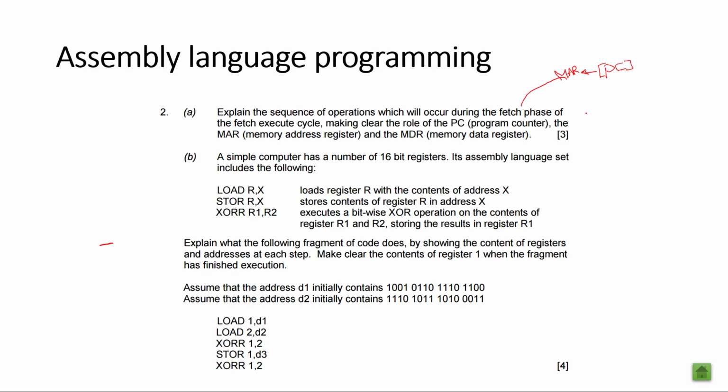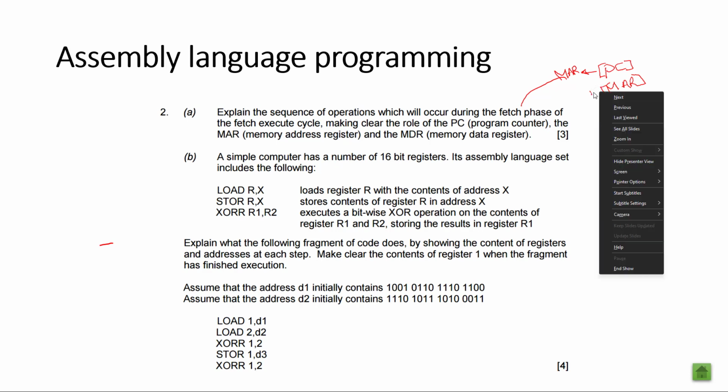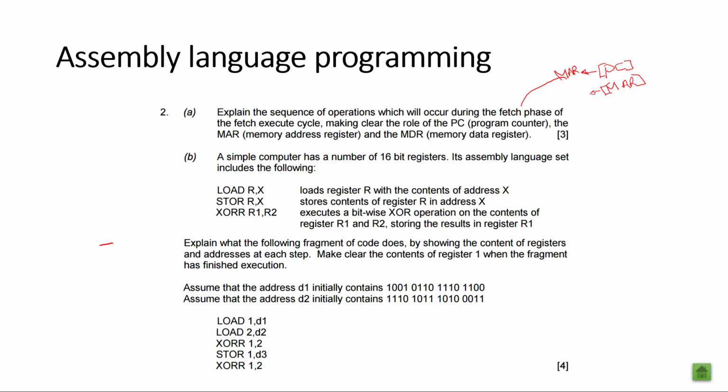The instruction from the memory address register, so the contents of that, the square brackets denote the contents, goes to the memory data register. So the contents of the memory address register is passed into the memory data register. Then after that, don't forget that you have to then increment the program counter.